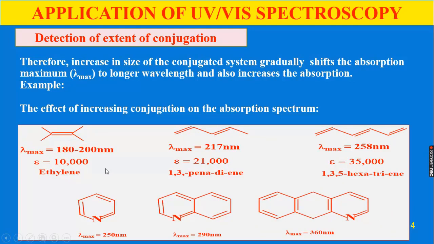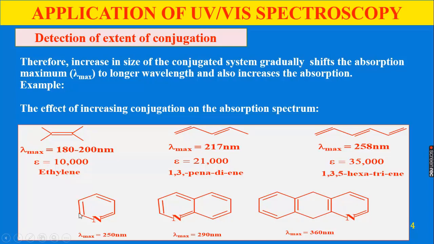For explaining the detection of extent of conjugation, I have taken some examples. This is ethylene containing one double bond, so it absorbs at 180 nanometer. But when we add another double bond in conjugation, that is diene, the absorbance shifts to 217 nanometer. And this is triene, at 258 nanometer. As the double bonds increase, conjugation increases in an alternating way, and the absorbance increases to 258 nanometer from 180.